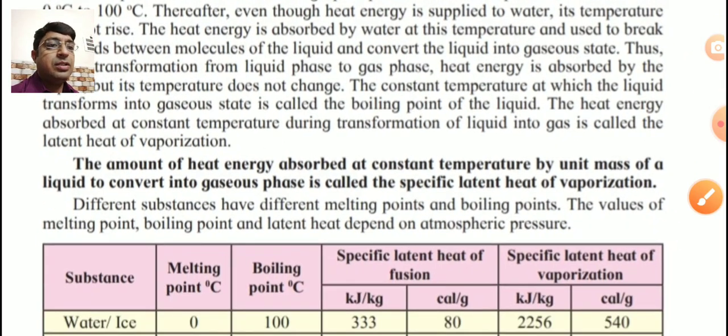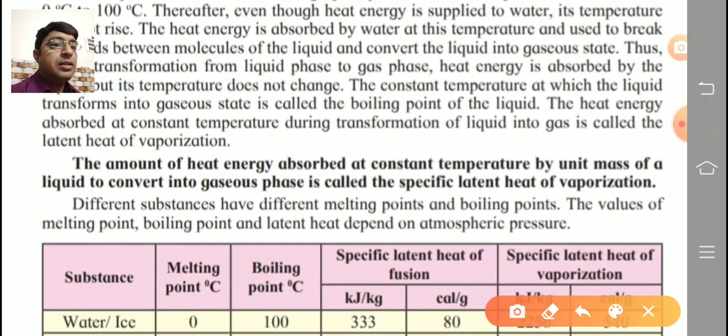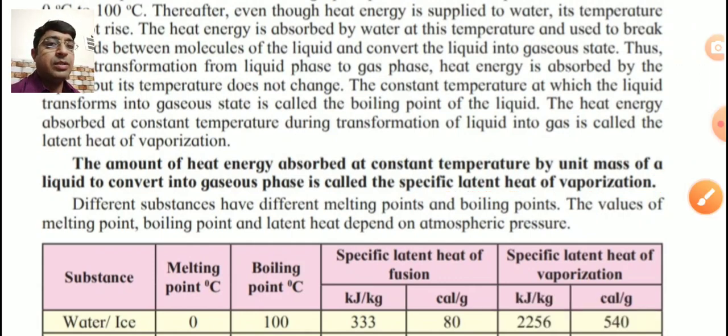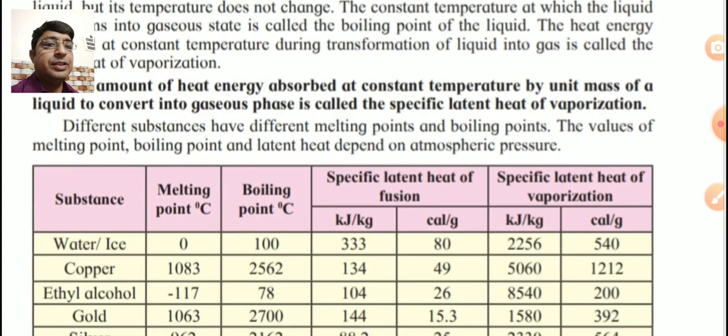The next definition is given here: specific latent heat of vaporization. So we mark the answer. The amount of heat energy absorbed at constant temperature by unit mass of a liquid to convert into gaseous phase is called the specific latent heat of vaporization. So that is the conversion from solid to liquid and liquid to gas. Those concepts are given here.